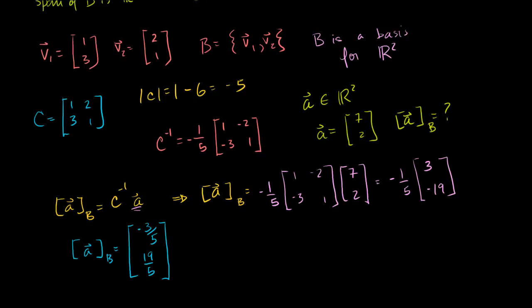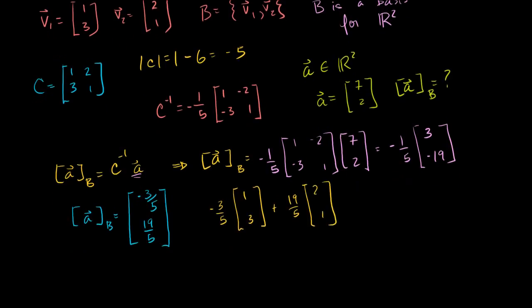This means that A is equal to minus 3/5 times our first basis vector plus 19/5 times our second basis vector. Let's verify that that's the case. So let's see, minus 3/5 times our 1, 3 plus 19/5 times 2, 1. Let's see what this is going to be equal to.